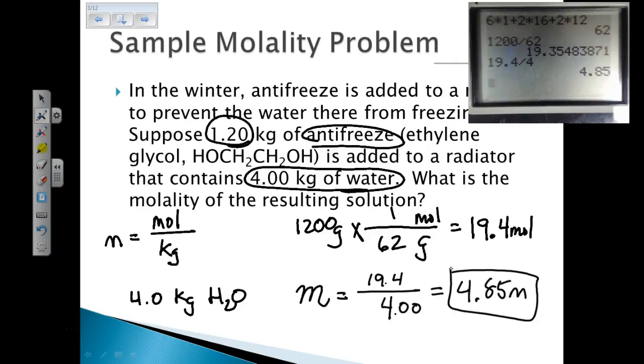Molality is another unit of concentration, and it tells us the concentration. It's temperature independent. So there we go. That is a sample problem of molality that introduces the idea of molality, and have a great day.